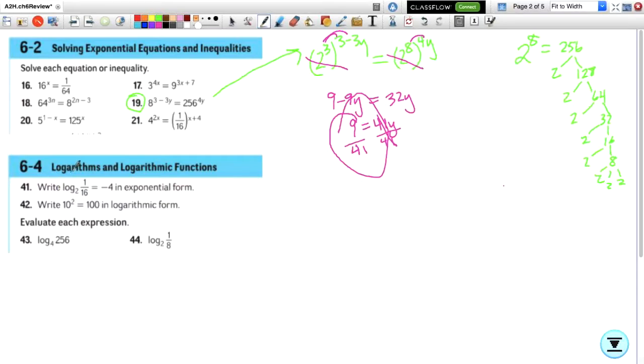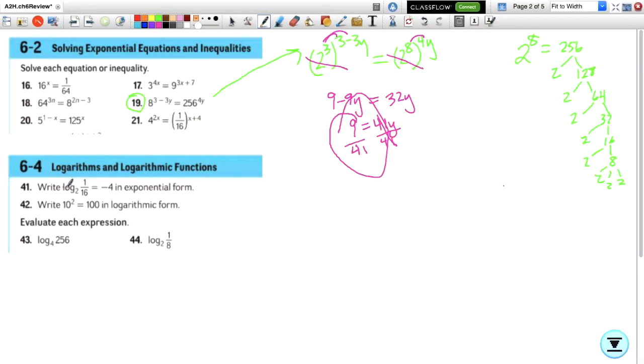So next we had the introduction to logs. I am not going to have you graph logs, but you are potentially going to have to rewrite logarithms into exponential functions and or evaluate logs that don't have a common log. And there's a couple ways that you could do this. Now we have a couple strategies, but I'm going to review what we learned in section 6.4.